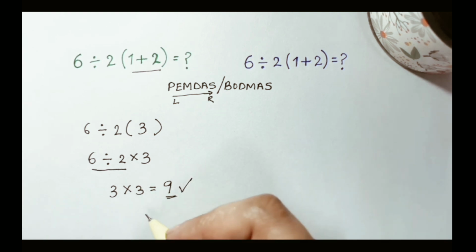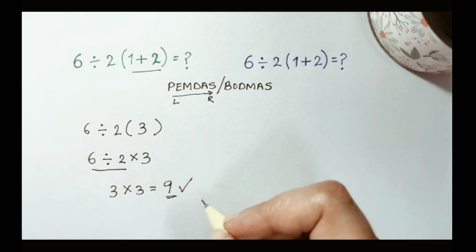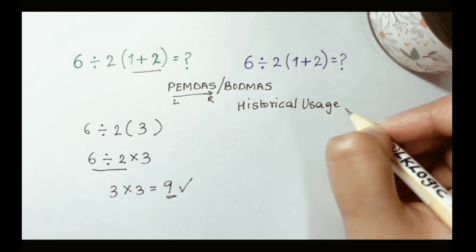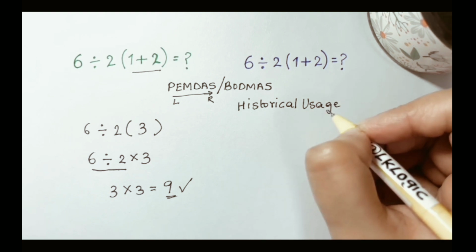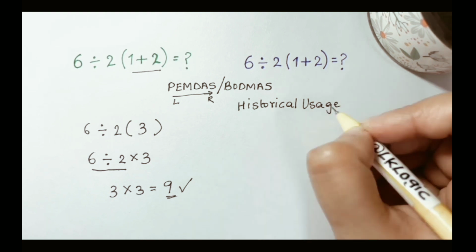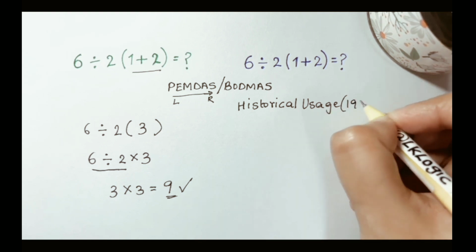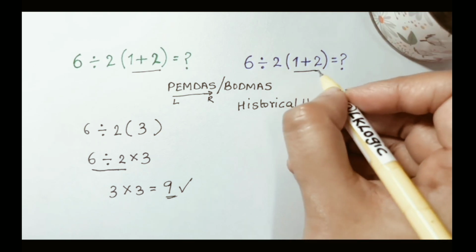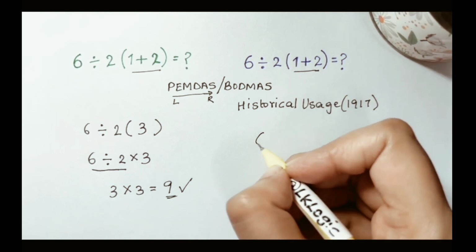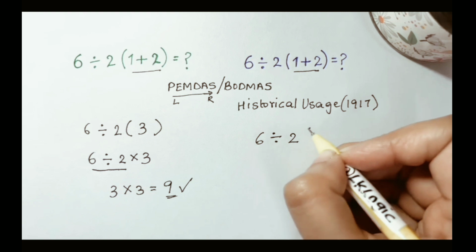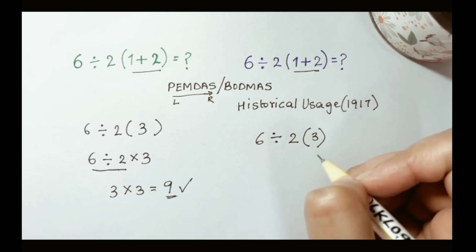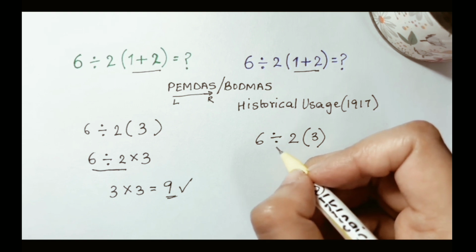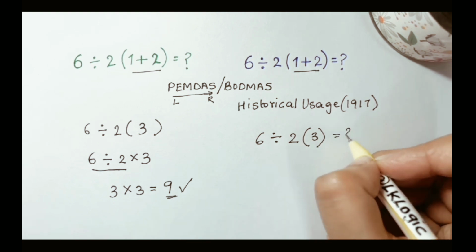So why did the problem cause so much controversy? Well, there's another answer from a historical perspective. I actually found some documentation that the order of operations did have a slightly different understanding in certain texts in 1917 or before. So the first part is the same as before. 1 plus 2 can be written as 3, so 6 divided by 2 times 3. The debate that comes around is the division symbol. So what is 6 divided by 2 parenthesis 3 equal to?